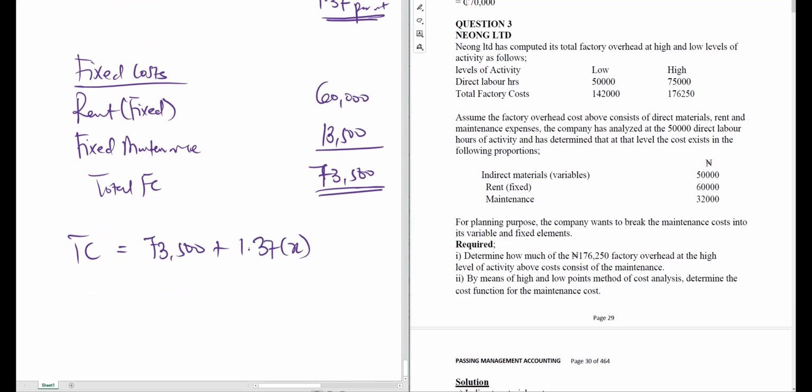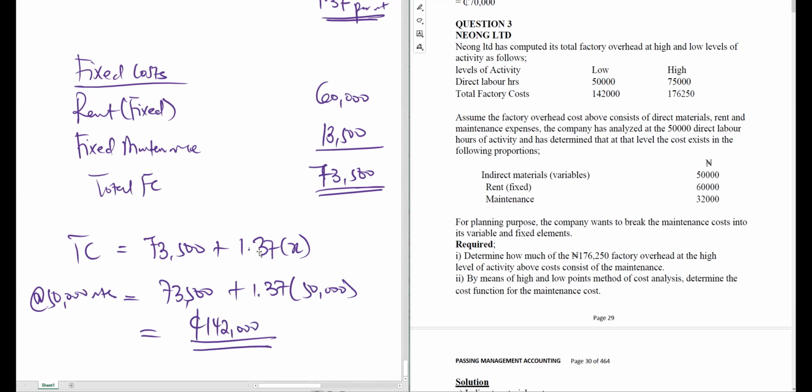So let's just put in 50,000 units and see if we'll get 142,000. 73,500 plus 1.37 by 50,000 units. When we put it in, what do we get? Did you get 142,000? Yes. So are we on point? Yes.